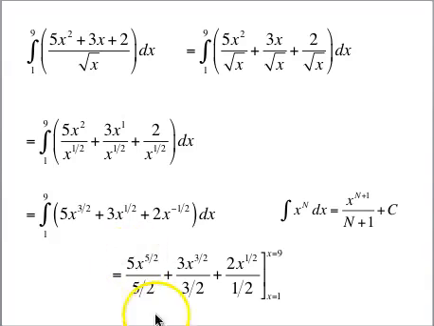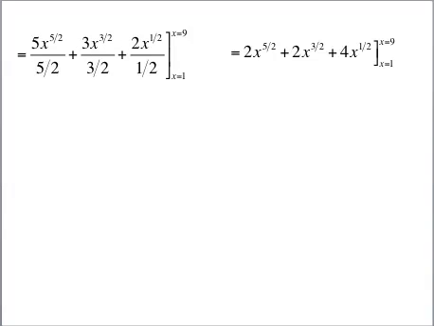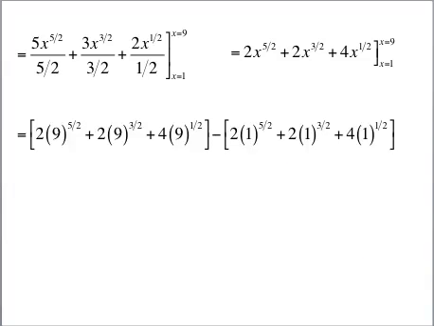5 divided by 5/2 is 5 times 2/5, or just 2. 3 divided by 3/2 is 3 times 2/3, or just 2. 2 divided by 1/2 is 4. And then we're going to plug in x from 1 to 9. Remember, we're going to do the square root first. So 9 to the 1/2 is 3 raised to the 5th power. 9 to the 1/2 is 3 raised to the 3rd power. 9 to the 1/2 is 3. 1 to any power is 1. So those are 1, 1, 1.